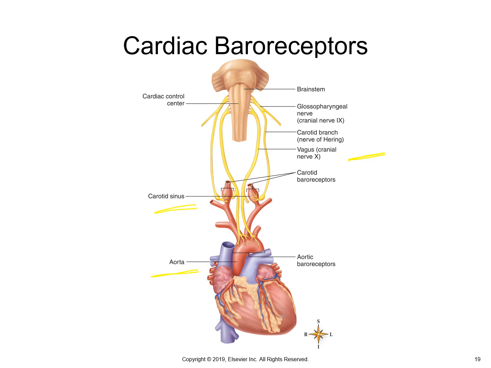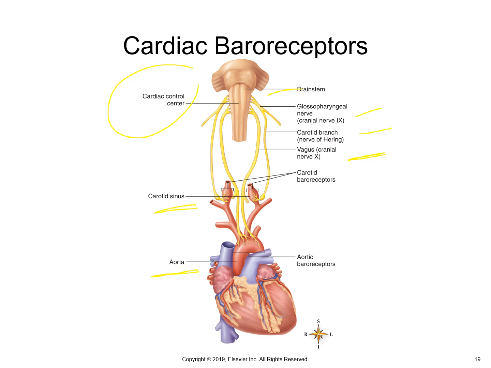So it monitors that blood pressure going to the brain, and it sends a signal via the glossopharyngeal nerve, which is located here, and also which is cranial nerve 9, and also the carotid branch, which is the nerve of hearing, which is here. And in terms of the brain stem itself, we consider that to be the cardiac control center. So that is the brain stem. And it receives the input from these baroreceptors, and it adjusts the heart rate and also the blood vessel diameter to maintain the body's homeostasis.